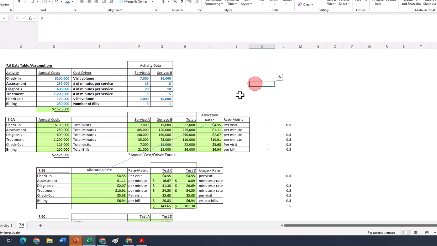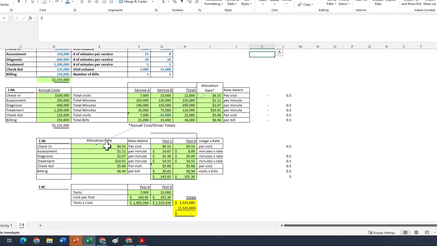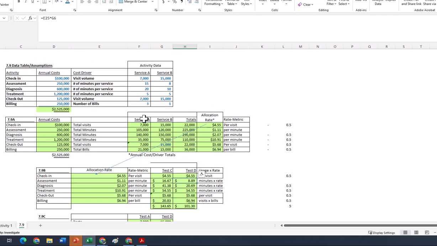We do the allocation rates. We take those allocation rates, we bring them down here. Again, neat, orderly. Everything in green is linked. There's no embedded assumptions. And then we have our per visits. And then again, just a different little format. We take our dollar per minute times the number of minutes, which was 15 for test C. Oh, test C, that's service A. Huh, it's not good.